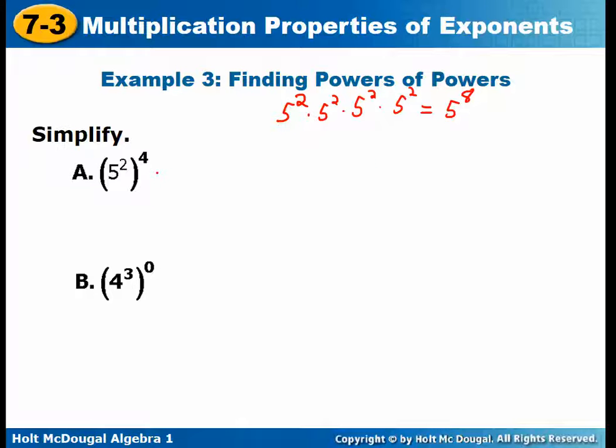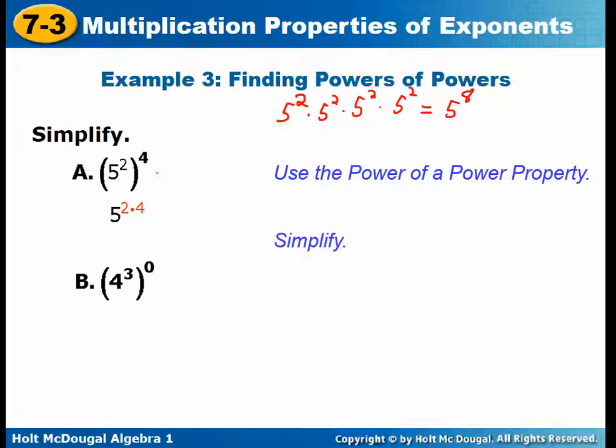Or you can remember the rule that we just learned, which is that you multiply the exponents and get 5 to the 8th. So don't be afraid to write it out in long form to check if you're using the rule correctly, if you're remembering whether you're supposed to multiply or add.